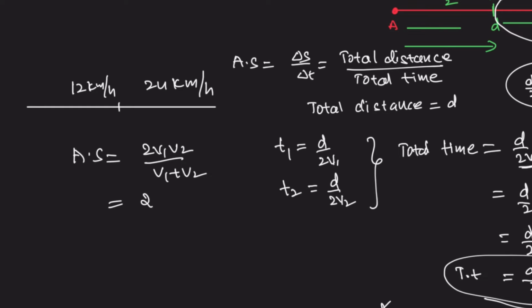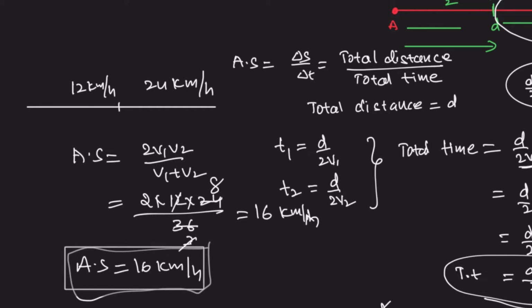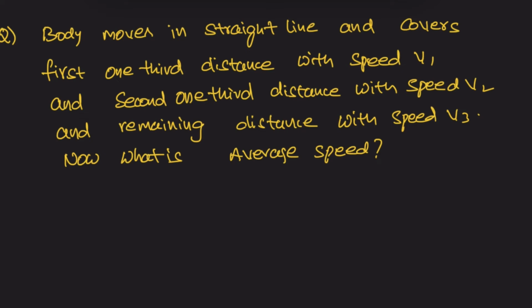See here, 2, what is V1? 12, what is V2? 24, by 12 plus 24. 12 plus 24, that is 36. So 12 3s are 36, 3 8s are 24, 8 2s are 16. So our speed is 16 km per hour. So this is the answer. Next question.